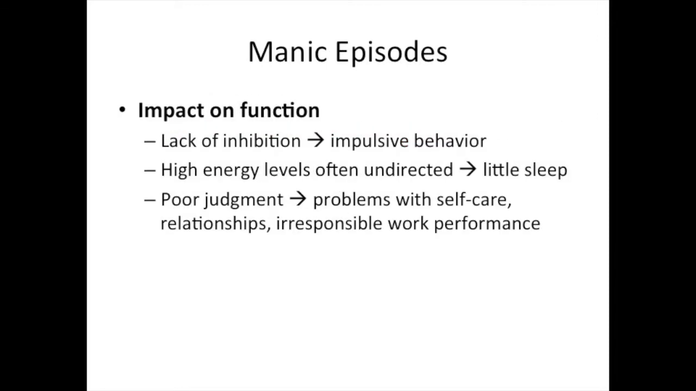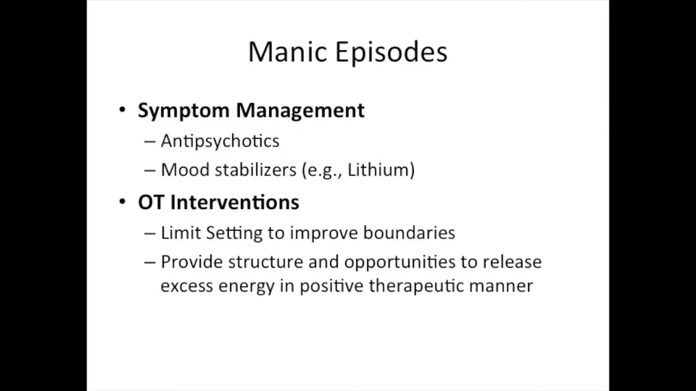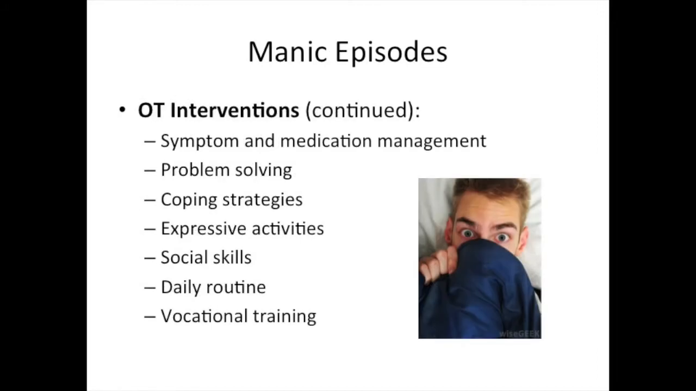So think about how this impacts function. If you lack inhibition, you're going to do a lot of impulsive things. And also that high energy level most people can't keep up with is going to lead to little sleep, you're going to stay up for days, and poor judgment. You're not going to make the best decisions. You're going to have problems with self-care, you're probably not going to want to shower, might have trouble with relationships, and irresponsible work performance. Symptom management includes antipsychotics, mood stabilizers, and OT interventions: limit setting to improve boundaries, provide structure and opportunities to release excess energy in a positive therapeutic manner. Other interventions are symptom and medication management, problem-solving, coping strategies, expressive activities, social skills, daily routine, and vocational training.